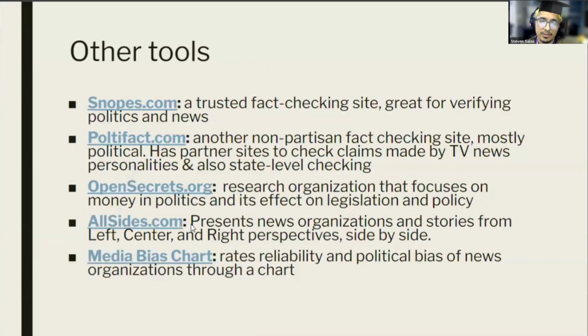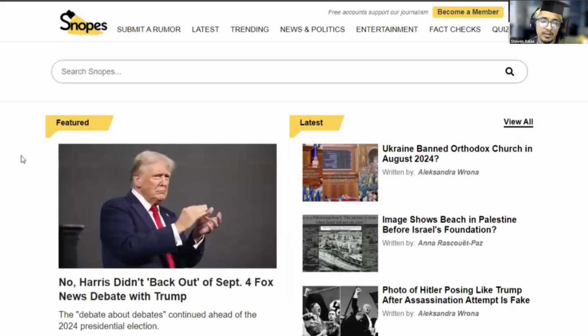Here are some other tools that you may want to utilize. Snopes is a trusted fact-checking site, great for verifying politics and news. Let me quickly click on it.